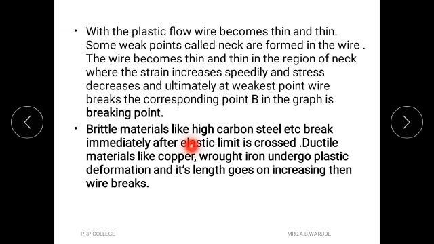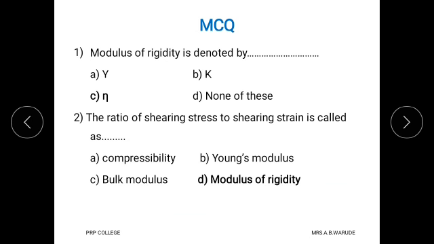And brittle materials like high carbon steel break immediately after the elastic limit is crossed. That means the elastic limit depends on the material. And ductile materials like copper and wrought iron undergo plastic deformation and their length goes on increasing, then the wire breaks. And this is called the behavior of wire under continuously increasing load. Now we solve some MCQs on these earlier PPTs.